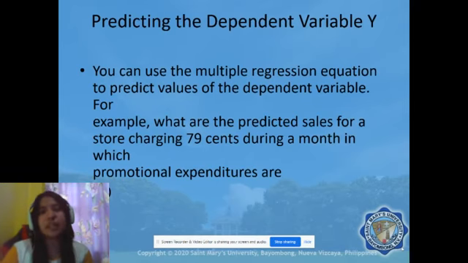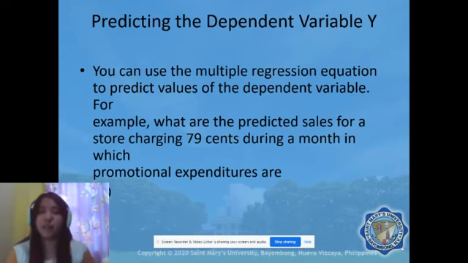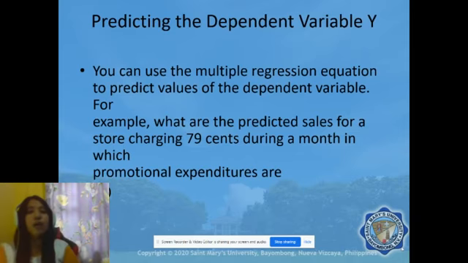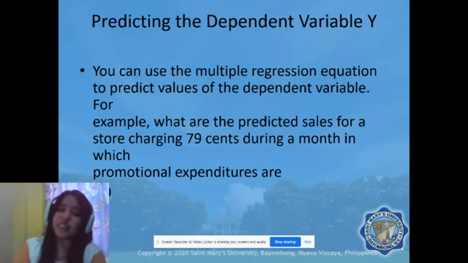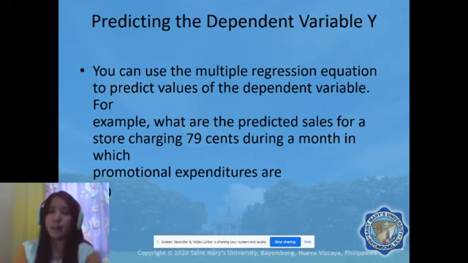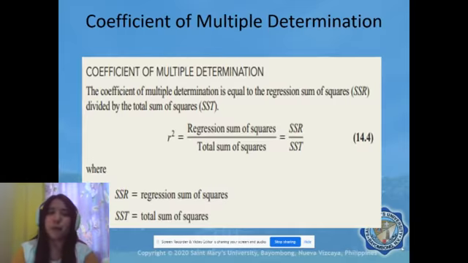Okay, so in predicting the dependent variable y, you can use the multiple regression equation to predict the values of the dependent variable. So for example, what are the predicted sales for the store charging 79 cents during a month in which promotional expenditures are $400?